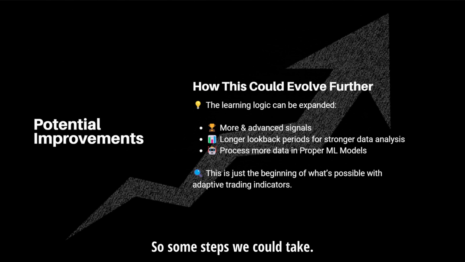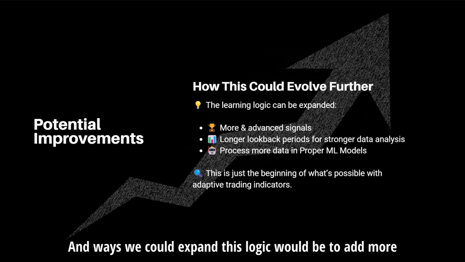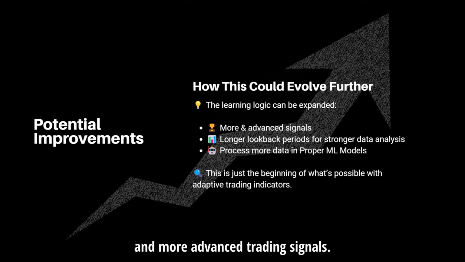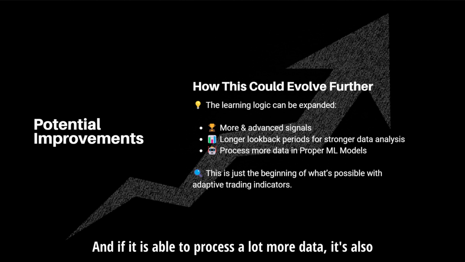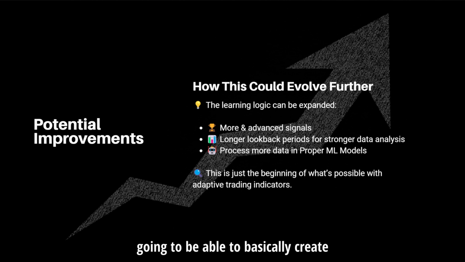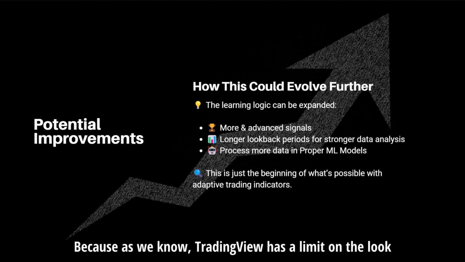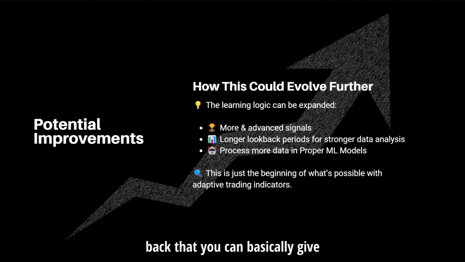Some steps we could take and ways we could expand this logic would be to add more and more advanced trading signals. If we add more signals, that means we give the indicator the opportunity to learn from a lot more data. And if it is able to process a lot more data, it's also going to be able to create a lot more high quality signals. We could also give it longer look back periods for stronger data analysis. But at that point, we are actually starting to hit limits with TradingView, because as we know, TradingView has a limit on the look back that you can give indicators.